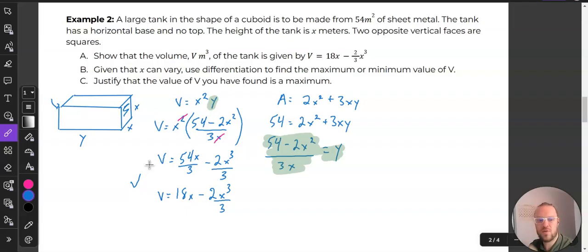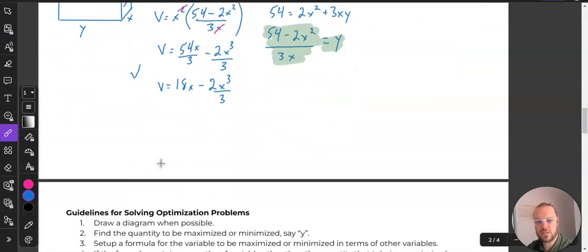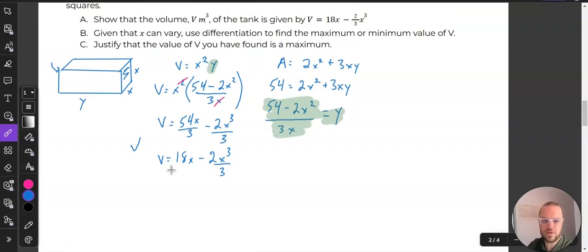Then we want to find out what x we can use in order to find a maximum or minimum for this thing. So what that means is that we need to take this and differentiate it now, because we know that when we differentiate, we can find our max or mins when they're equal to 0. So we differentiate this. We're going to get v prime is equal to 18 minus 2x squared, because the 3 comes down and cancels with that 3 underneath.